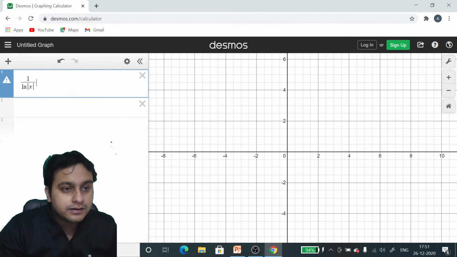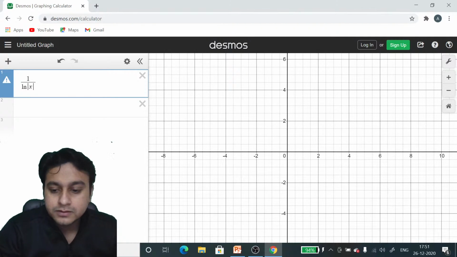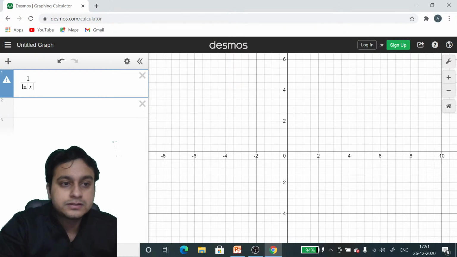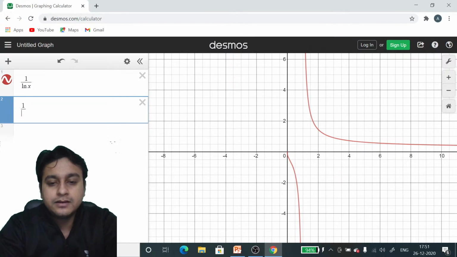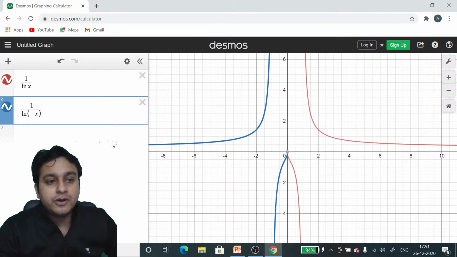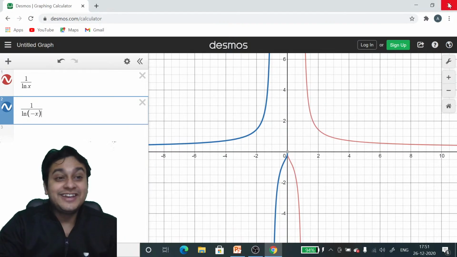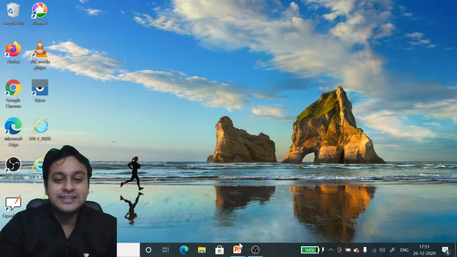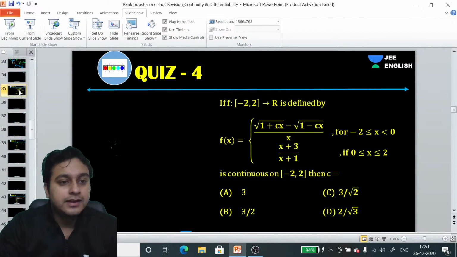So let's take 1 by ln mod x, and put 1 here. You can also try 1 by ln minus x, we can put that, no issues. So it will be a conglomeration of both, the left hand part and the right hand part. We cannot do that, obviously that will be wrong, but just for our understanding purpose we can go for that. Okay guys, chalo, next let's go for the next problem, everyone.